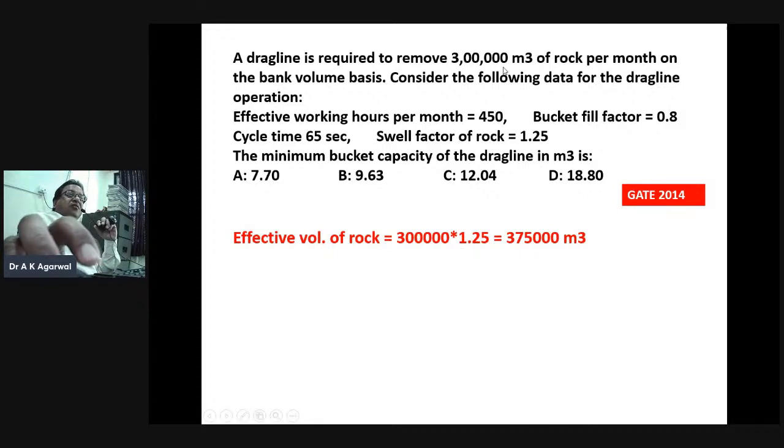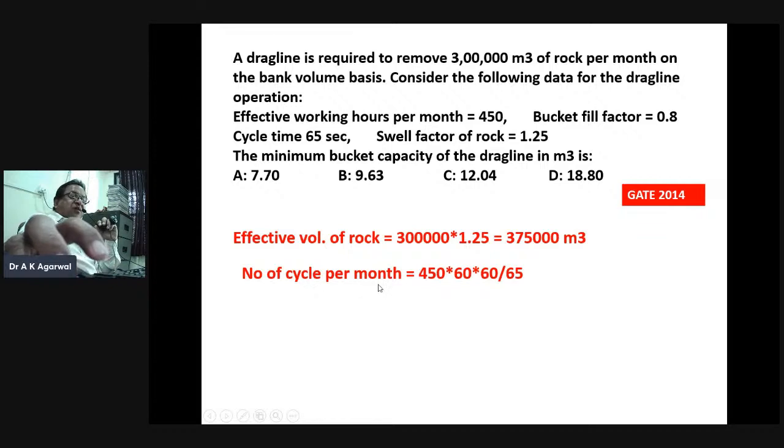So let us calculate effective volume of rock. This is 3 lakh meter cube, but swell factor is 1.25. So total volume of the rock will be 3 lakh into 1.25 is equal to 375 meter cube.